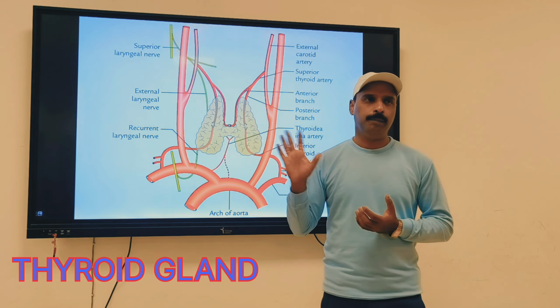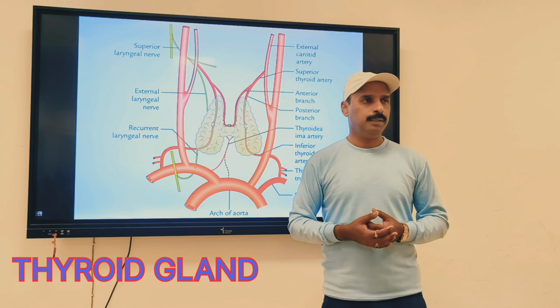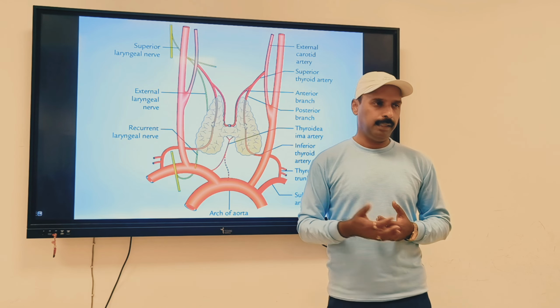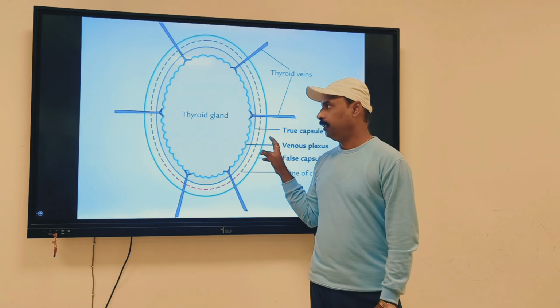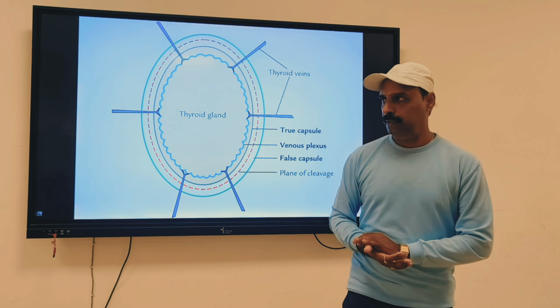The next part we are going to deal with is the relations: the blood supply, venous drainage, the histological structure, and the clinical anatomy of the thyroid, which we are going to deal with in the next lecture. So these all are the first part of the thyroid gland. Okay, write down.